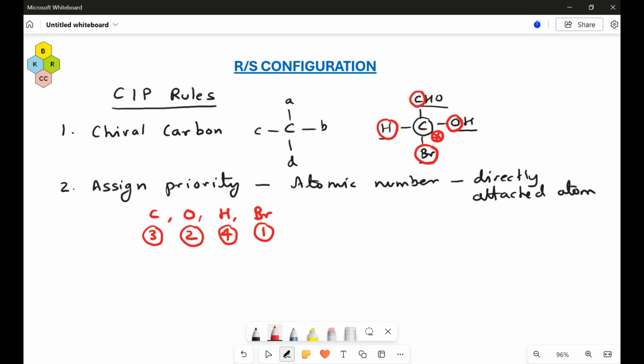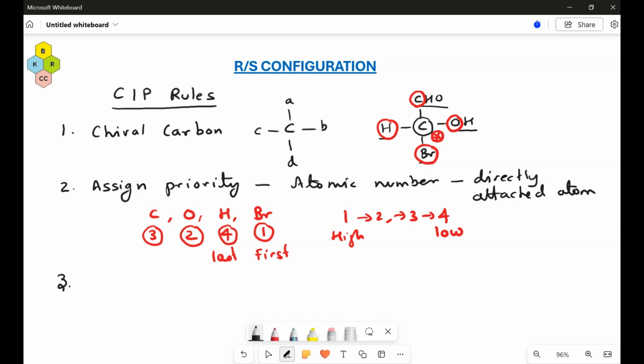So now the second step is assigning priority based on atomic number. Bromine gets the first priority and H gets the last priority. So priority is given from 1, 2, 3 and 4, purely based on the atomic number. 1 is the highest atomic number and 4 is the lowest atomic number. Once this priority assignment is done, you have prioritized the atoms attached around the carbon center.